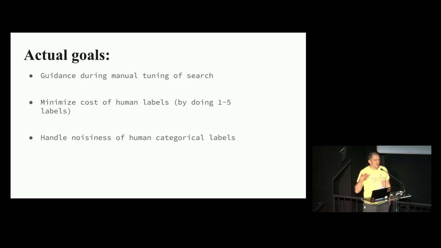I actually took a step back when I was doing this work and asked, what is my actual goal? What I really care about is guiding myself during normal manual tuning of search. I want to minimize the cost of human labels. I want to take maximum advantage of what's there by amplifying. This LLM is like an amplifier of that knowledge, taking that knowledge and amplifying it tenfold and generalizing it. And I want to handle the noisiness of the categorical labels, the normal problem of it being hard to argue what a 1 is and what a 2 is and what a 3 is.